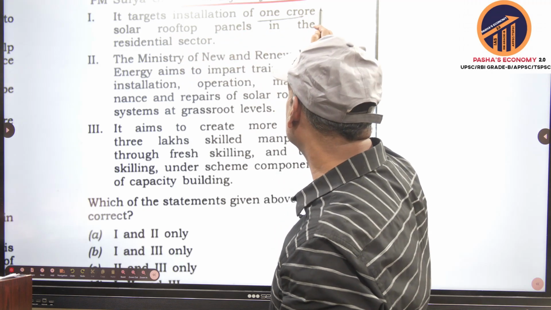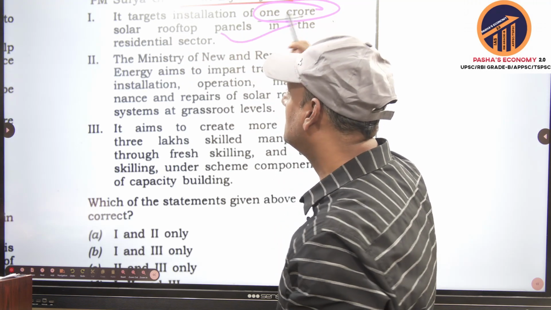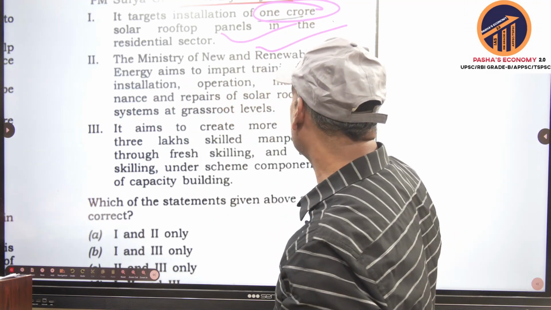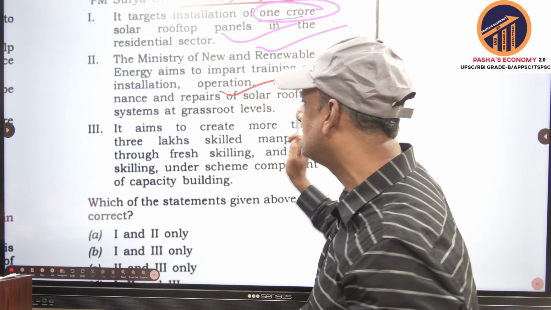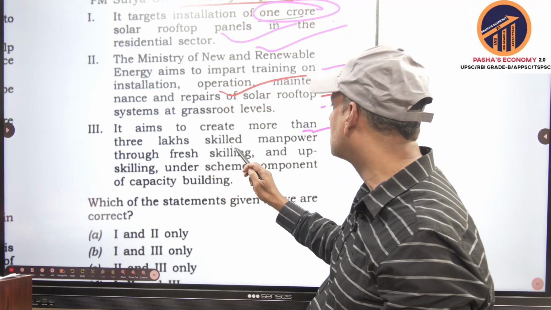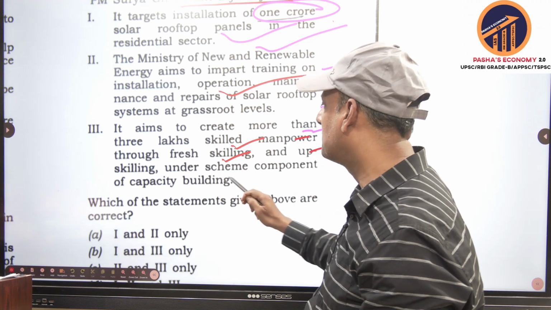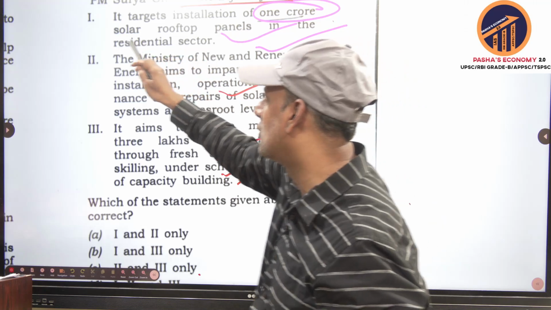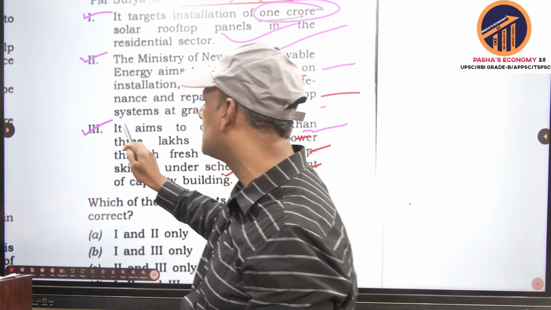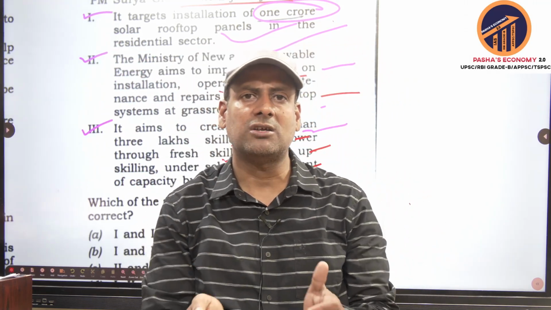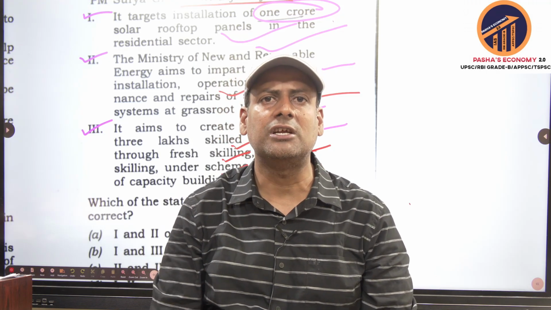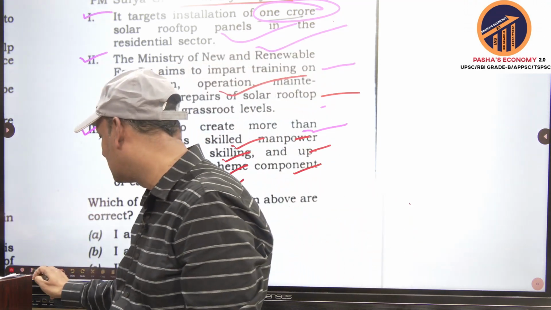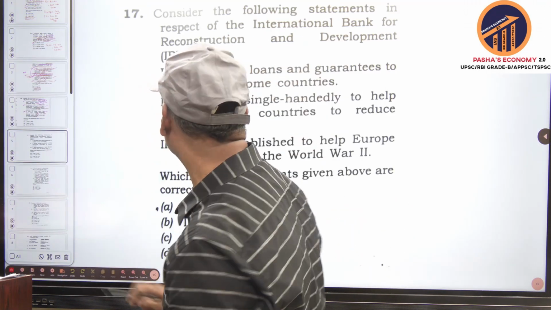The target is installation of 1 crore solar rooftop panels in the residential sector. Second, the Ministry of Renewable Energy imparts training on installation and operation, right. It aims to create more than 3 lakh skilled manpower through fresh skilling and upskilling under the scheme component of capacity building. So all 3 options are right, friend. Option 1 is right, option 2 is right, option 3 is right. If you read the previous year's budget speech, they clearly mentioned these 3 objectives. Clear? This is what the Indian economy scheme-related questions look like.